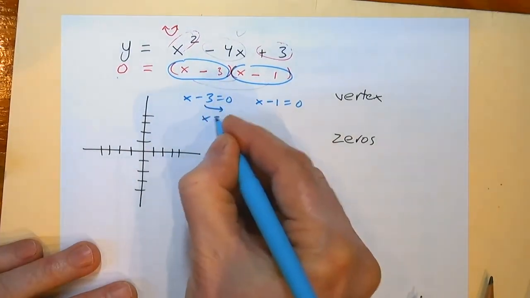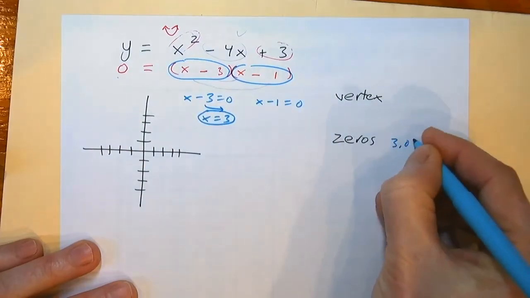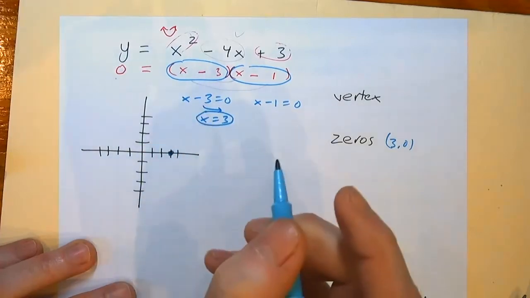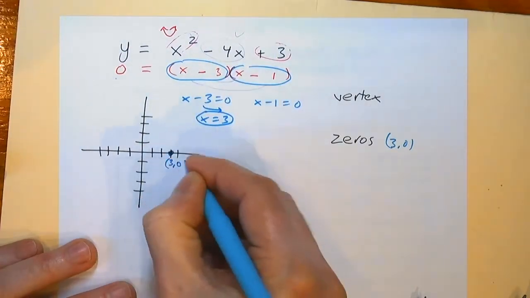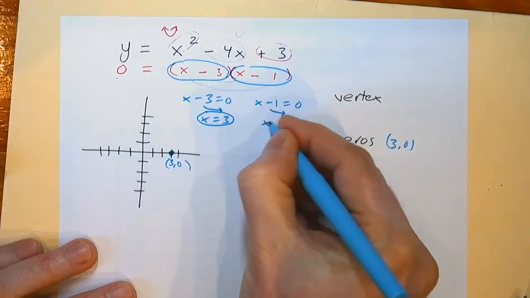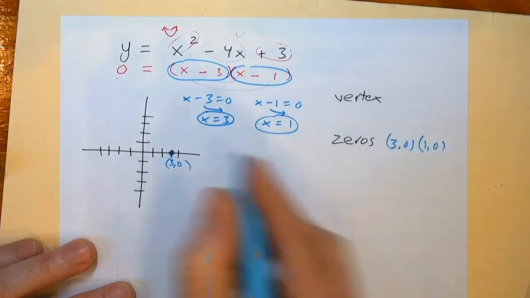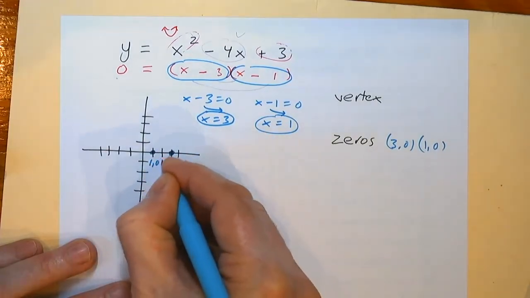Move the 3 over. X is 3. If you plug in 3, you get 0. Put on your graph. 1, 2, 3. I haven't even drawn the parabola because I don't even know where it's at. Here's 3 comma 0. And let's do this other one. Move the 1 over. X is 1. So 1 comma 0 is a 0. Oh, that's over here. 1, 0.